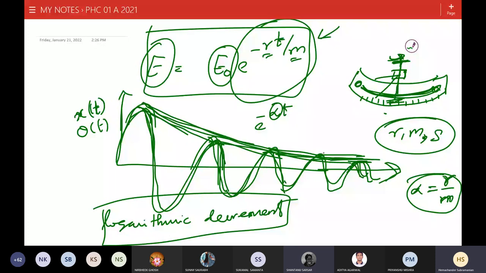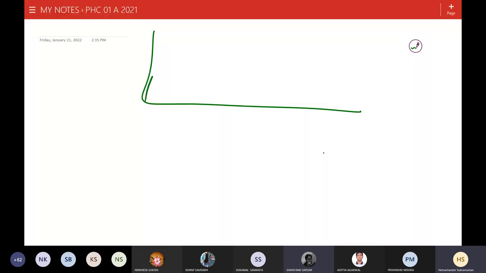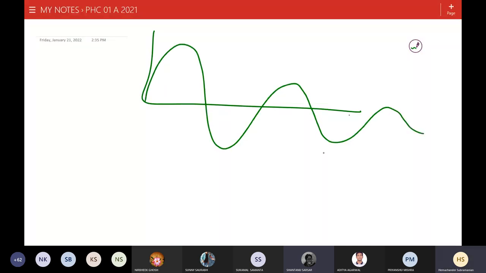So one of them is called logarithmic decrement. We don't need that anymore, but for the sake of completeness, you need to read that, you need to learn this. So what is logarithmic decrement? It's pretty simple. You have the amplitude at the first oscillation and the second oscillation and the third oscillation and all that.